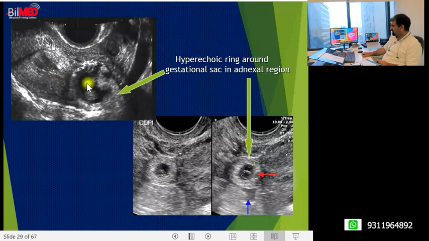What is over here? This is the gestational sac. Uterus is over here. This is the endometrial cavity. This is in the adnexa. This is somewhere in the adnexa. Now, what is surrounding this gestational sac over here? In your comment boxes now. What am I seeing surrounding this gestational sac over here?